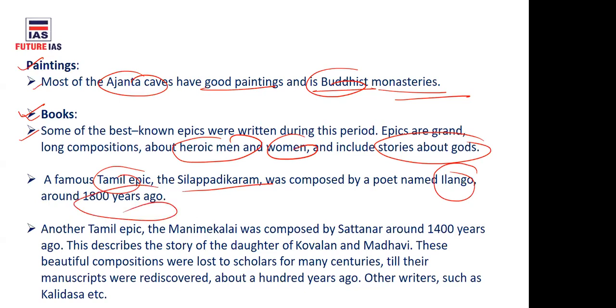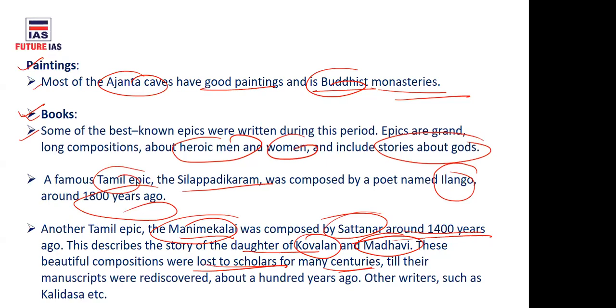Now another Tamil epic is also known as Manimekalai. This Manimekalai was composed by Sattanar, and it was composed around 1400 years ago, right? This famous epic consists of the story of the daughter of Kovalan and Madhavi, right? These beautiful compositions were lost to the scholars for many centuries, right? And the manuscripts were rediscovered about 100 years ago.